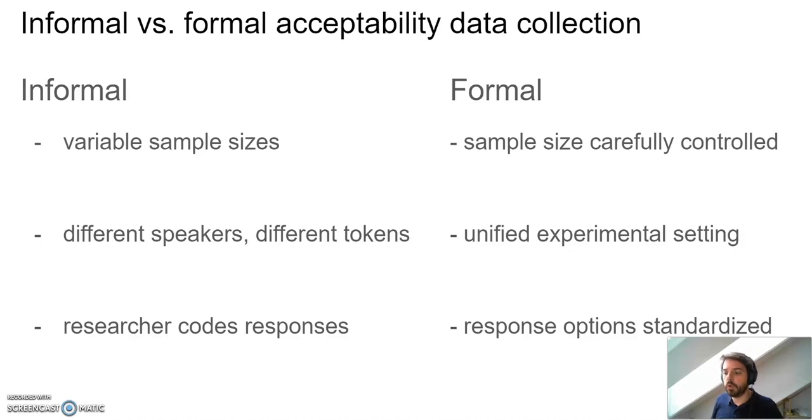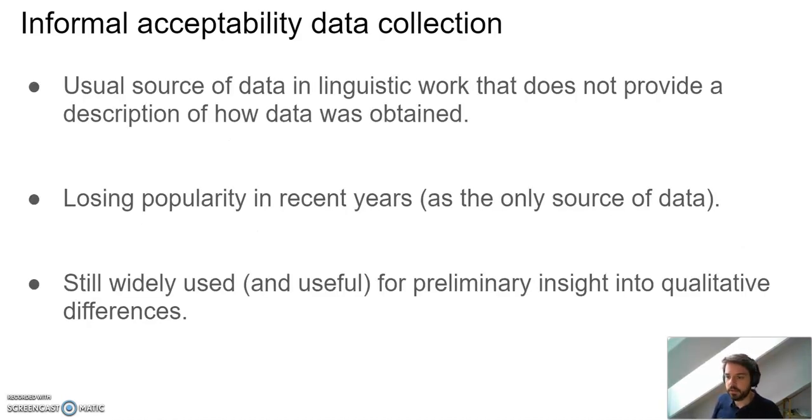Okay, what's the role of these two in the real life of a researcher? So informal acceptability data collection is something that is still part of real life research. It's the usual source of data in linguistic work that does not tell you how the data was obtained. If someone says, in this language we say it this way, and this is good, this is bad, usually it means they are a speaker, they ask a couple of speakers typically, and that's it. That's how they collected these data.